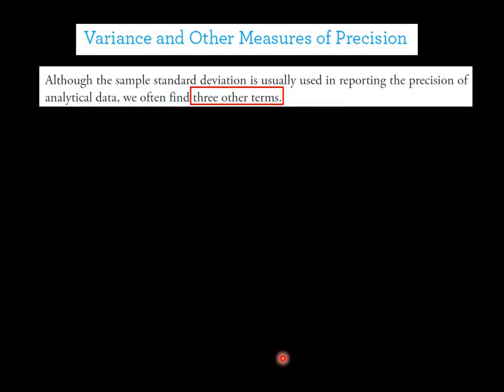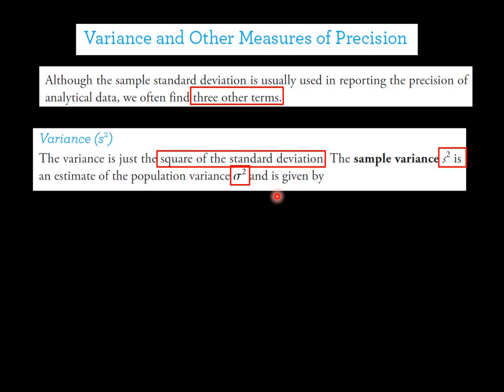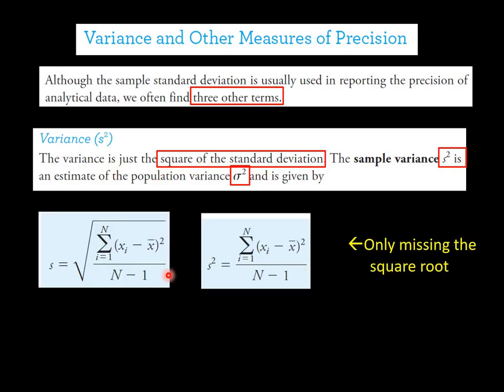Finally, variance and other measures of precision. Although the sample standard deviation is usually used in reporting the precision of analytical data, that requires a lot of calculation. So often for simpler cases we use other terms. The first one is variance, as we have already mentioned, S square for a sample. The variance is nothing but the square of the standard deviation. So it is very simple. The definition of standard deviation is here, and if we just eliminate the square root, then you get the variance.